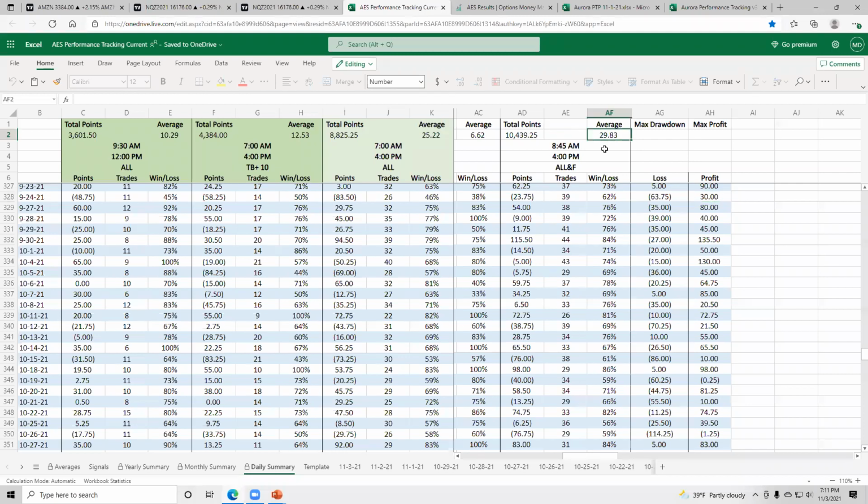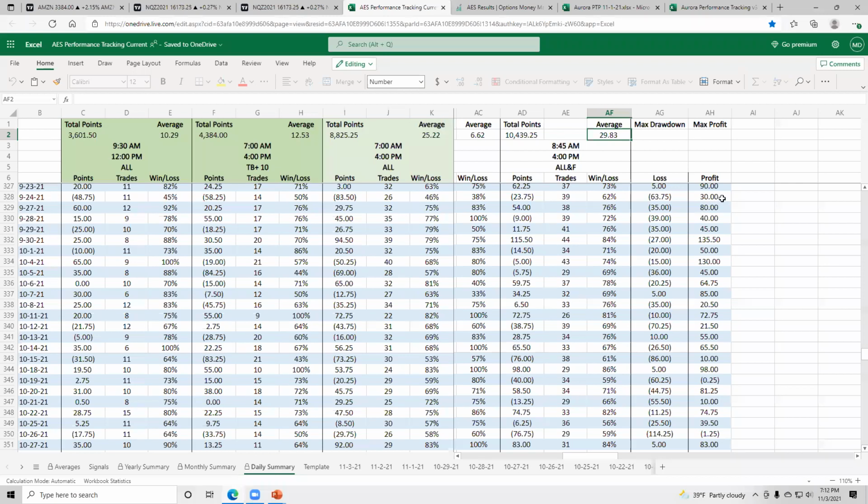So when I look at the average performance for 8:45 to 4, it is 29.83 points. That's the blended average of all winning days and losing days. But I believe that you could actually perform better than that. That's a very solid average, by the way, and something that is going to meet most people's goals, most of the traders who I'm familiar with.